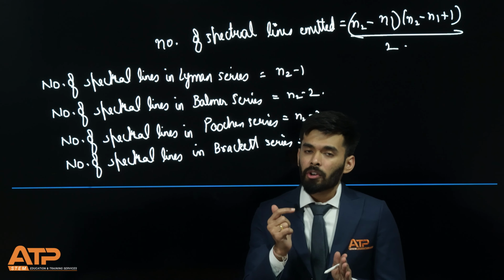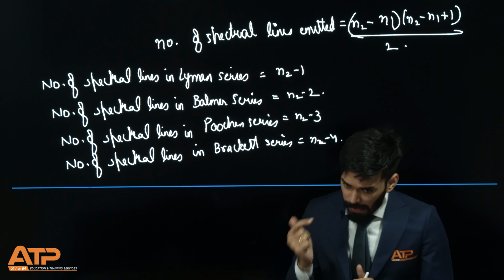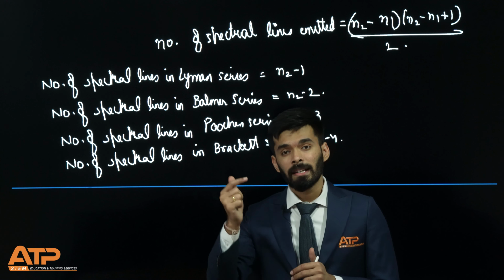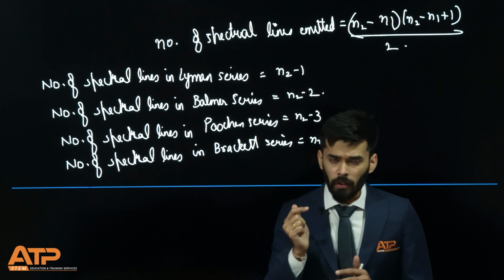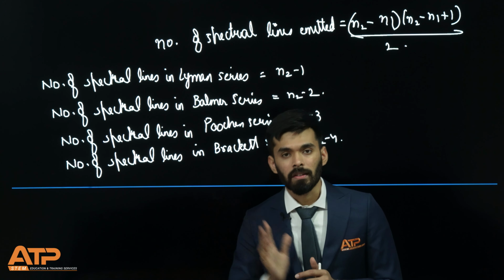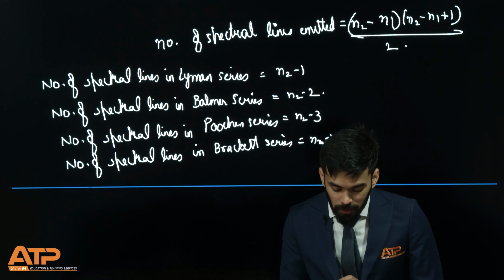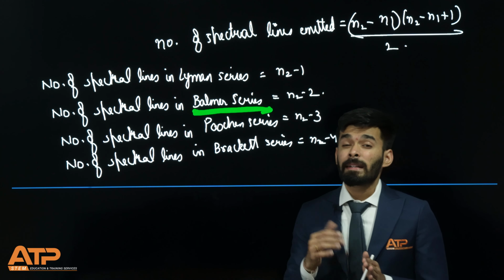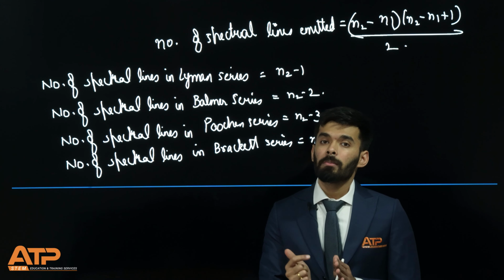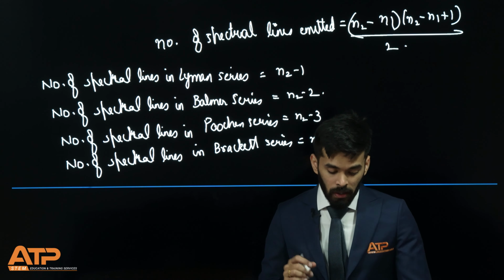For example, electron is in the 7th shell. How many spectral lines will be in the Lyman series if electron is ultimately falling to the first shell? So spectral lines in Lyman series will be 7 minus 1, which is 6. If electron is in the 7th shell, how many spectral lines will be in Balmer series? Or how many spectral lines will be visible? So that will be 7 minus 2, that is 5. I hope this is clear with all.